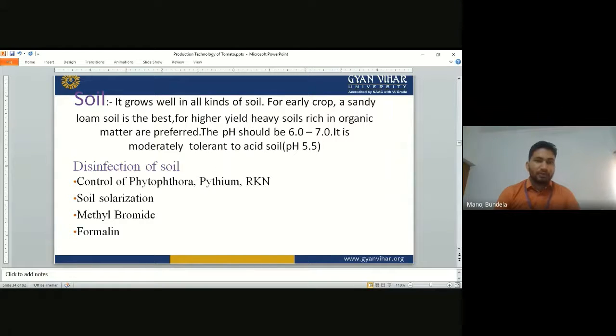Disinfection of soil. Before we grow the crop, we have to disinfect the soil because some microorganisms, larvae, pupae and eggs are present inside the soil. Before sowing, before we transplant the crop from nursery to the main field, we have to expose the soil to sunlight. That is called soil solarization. Or we can spray methyl bromide and formalin to control Phytophthora and Pythium. These Phytophthora and Pythium we can control by soil solarization, methyl bromide and formalin.